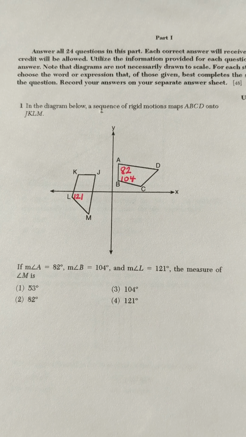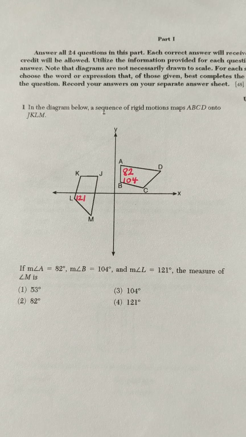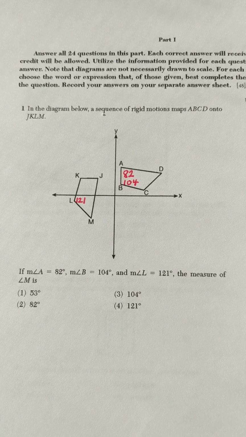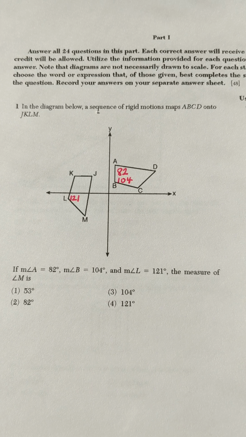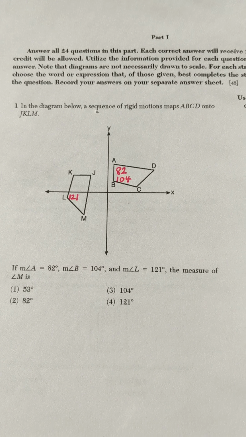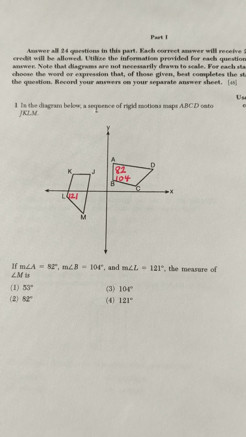This is January 2018 multiple choice questions 1 through 5. Number 1. In the diagram below, a sequence of rigid motions maps ABCD onto JKLM.